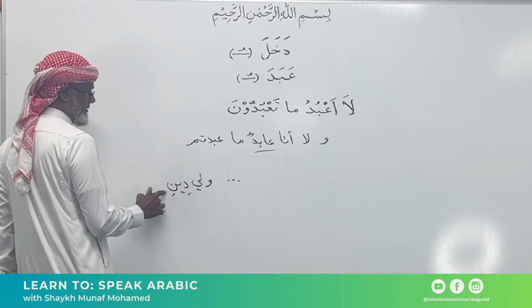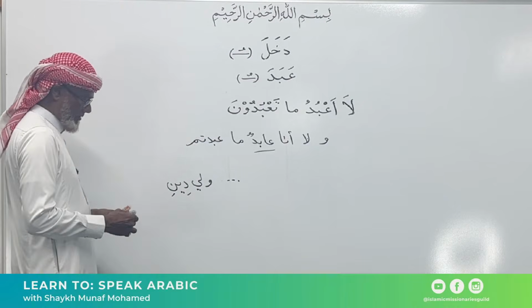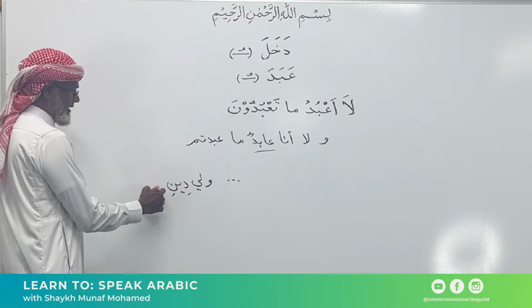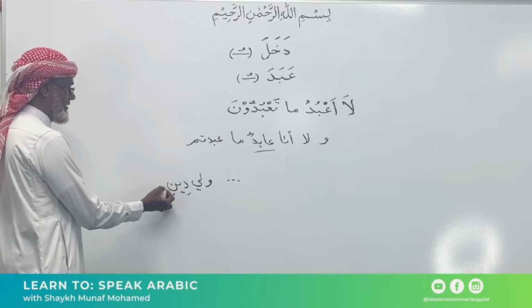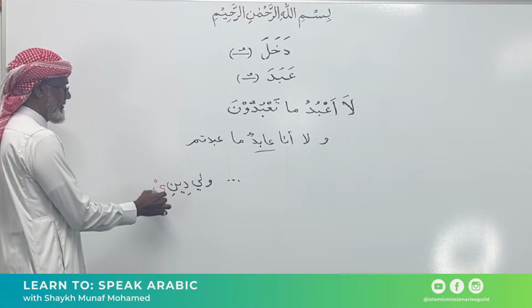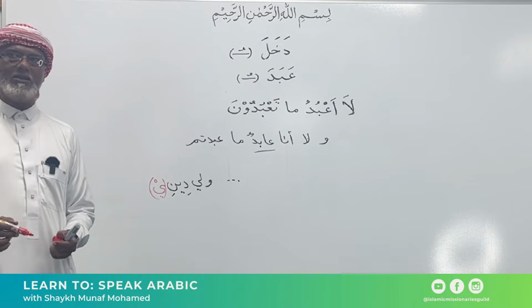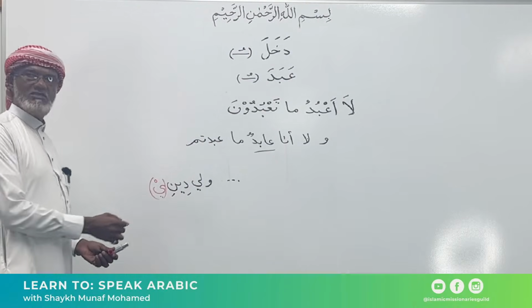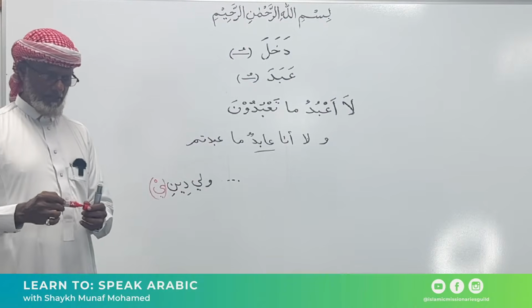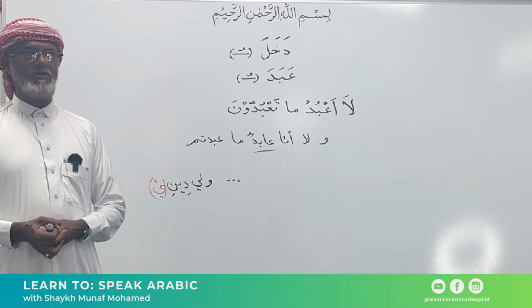It has a kasra there. All right. But this kasra is really an indication that there is an omitted ya, which is the possessive pronoun, my religion. So it's a form of brevity, all right? And the Quran uses that a lot, okay, in different places.